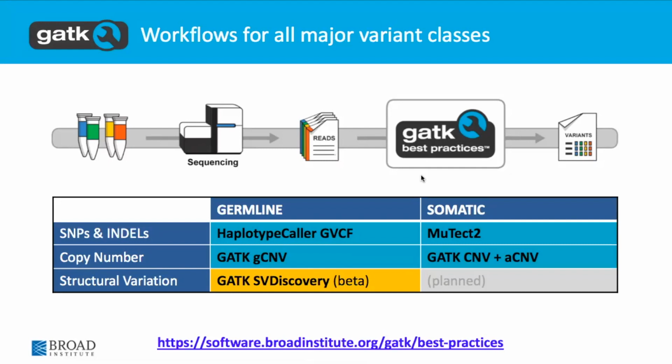As Andre mentioned, there are these major variant classes and various tools for each, for germline and somatic pipelines, and for short variants, there's a different tool, and for copy number and structural variant, and so on and so forth. For germline, in this workshop, we are going to focus on HaplotypeCaller.